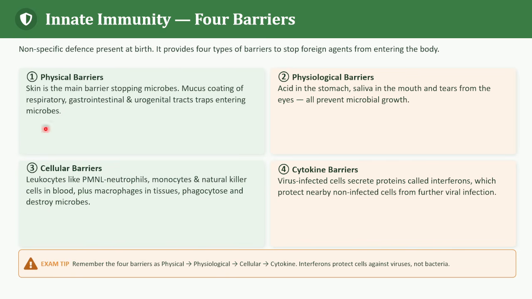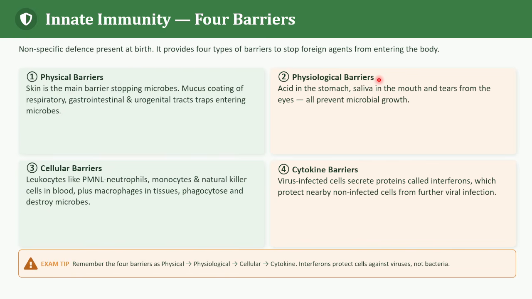Now let's start with the physical barrier. This is the first barrier and it is like the wall of your fort. For example, our skin prevents microorganisms from entering the body. And also the mucous lining of the respiratory, gastrointestinal and urogenital tracts traps the microorganisms. So always remember, skin is acting like a protective wall and the mucus traps the microorganisms.